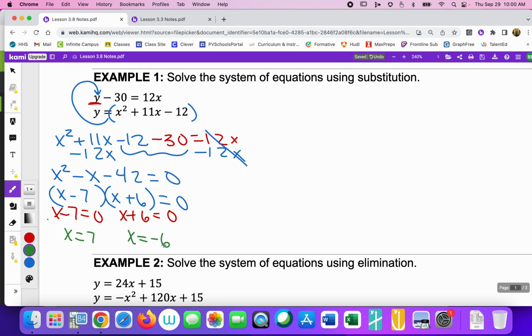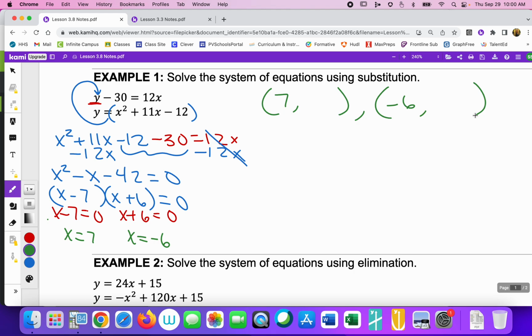Now, that is half the answer to this problem, because these are coordinates. So one of them is 7 comma something, the other one is -6 comma something. But we have the x values now. If you know x values, how do you find y values? Plug it in. Okay. Now you can plug these into either the first one or the second one.